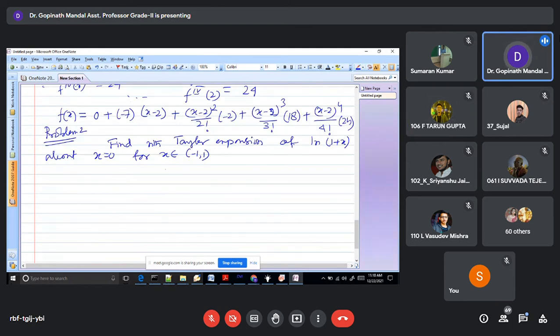Now in that case, this is not a polynomial of finite order. In that case, we get the remainder term. What will be the remainder term?